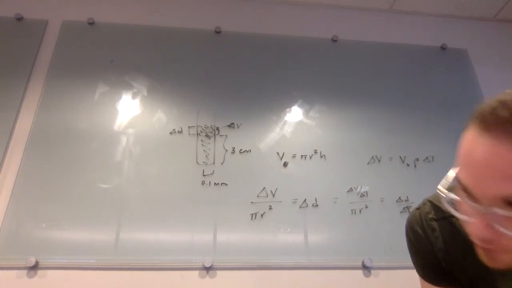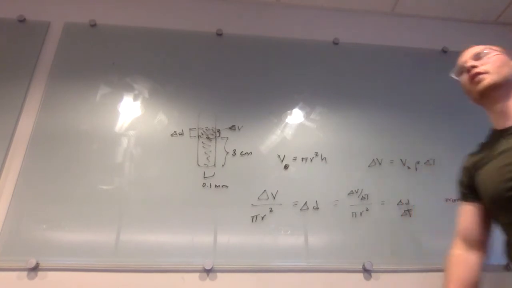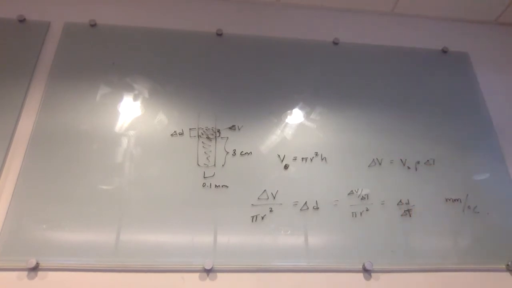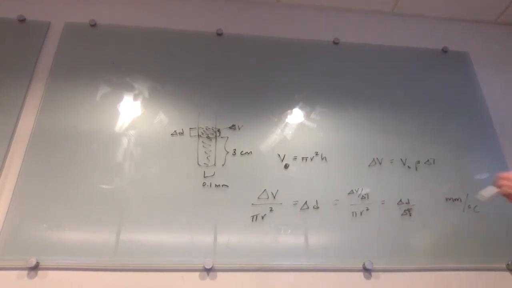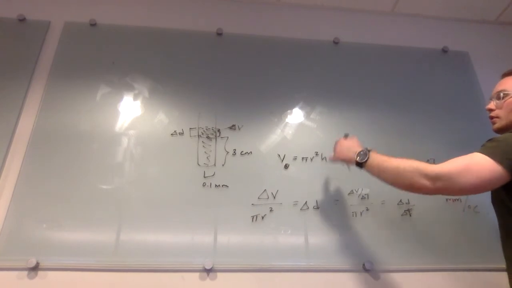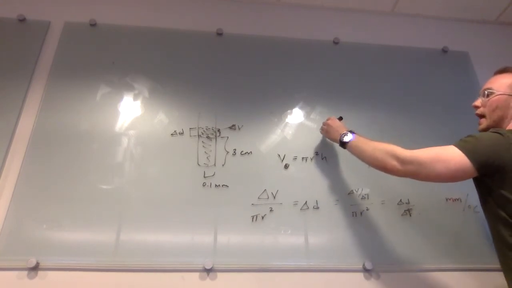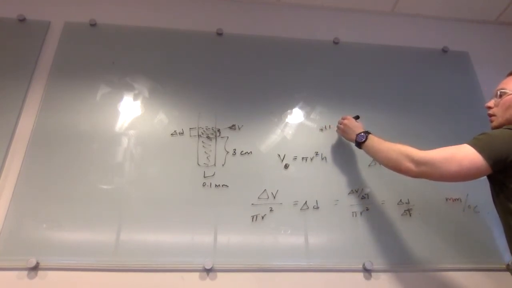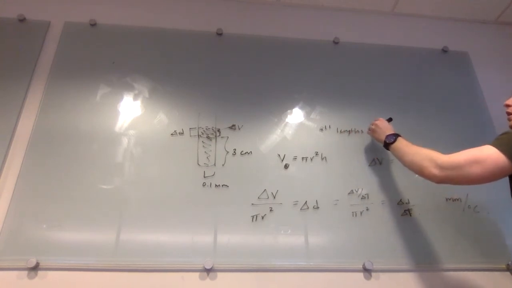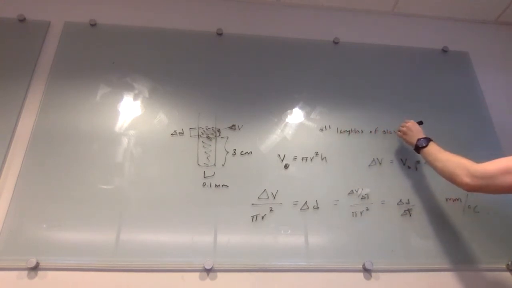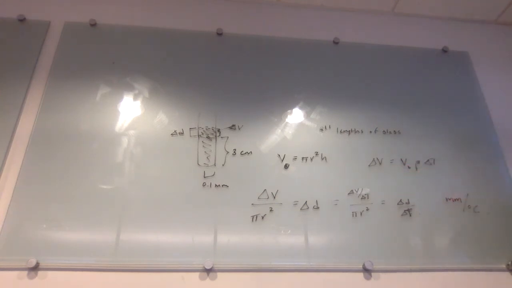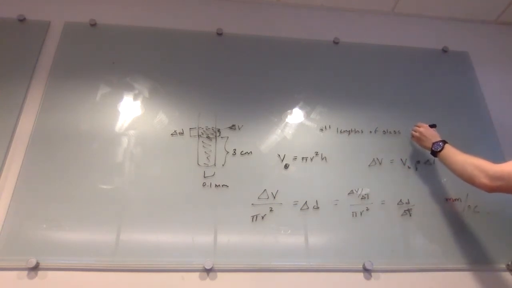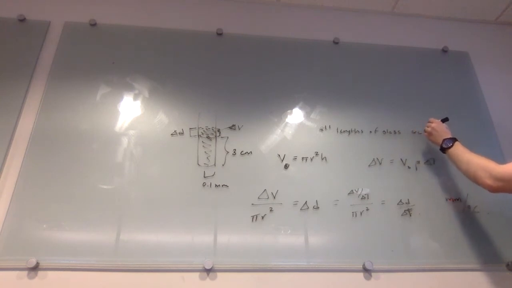I think they mean mercury. Are you in a cone? That's a stupid problem. If your radius is changing, you're in a cone, not a cylinder. I think they're just saying that all parameters of the glass, all lengths of glass, are changing. What are the lengths of glass? R and H are the only lengths of glass, right? And D.